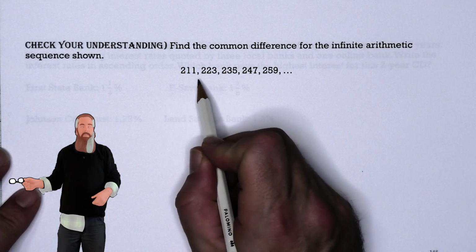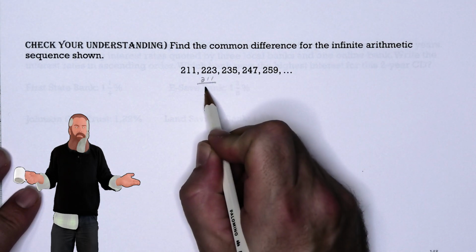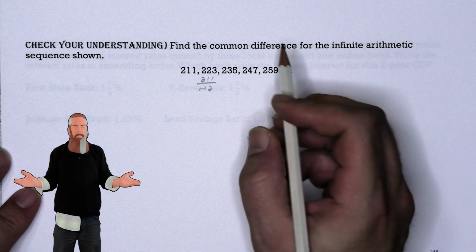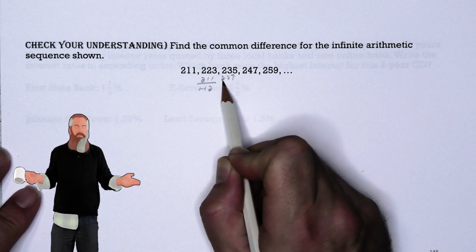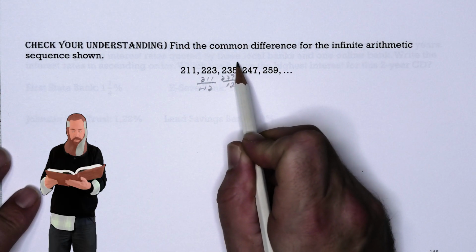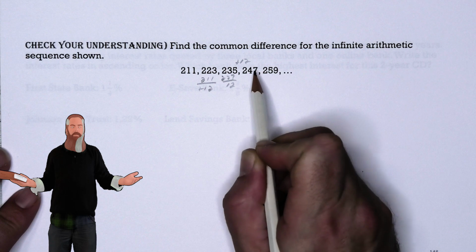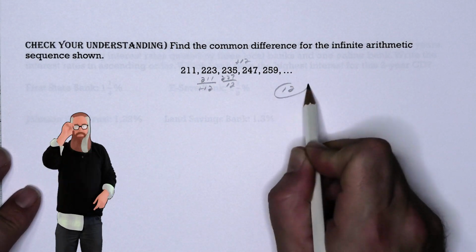Now let's check our understanding and find the common difference for this infinite arithmetic sequence. What we can simply do is subtract the previous term. So 223 minus 211 is going to give us that it went up 12. And 235 minus 223 will also give us 12. So if I just say 235 and add 12, do I get 247? I do. So the common difference is 12.